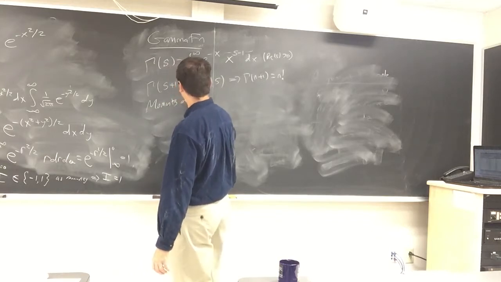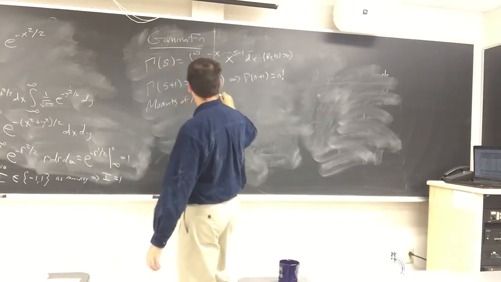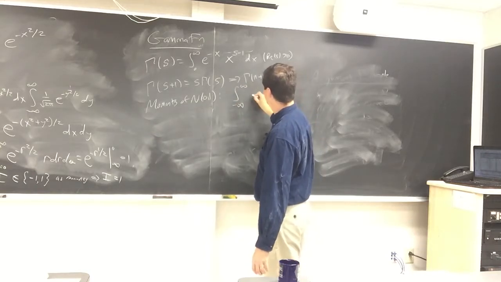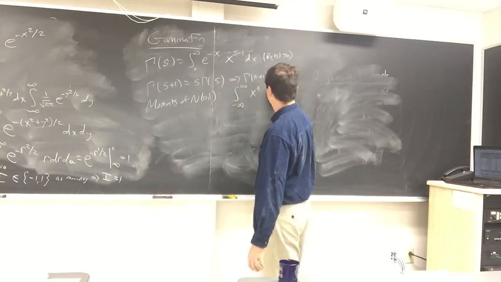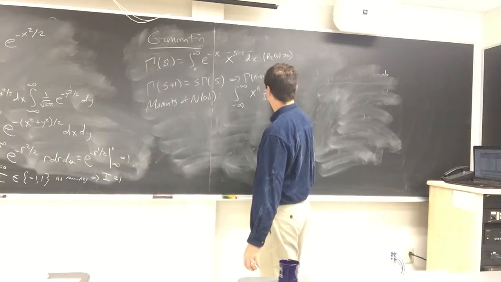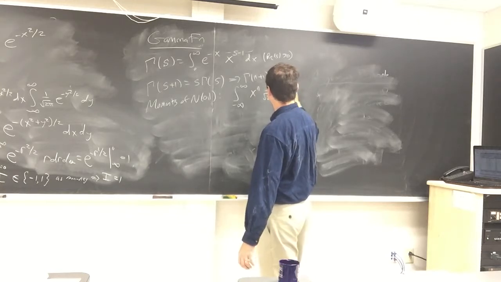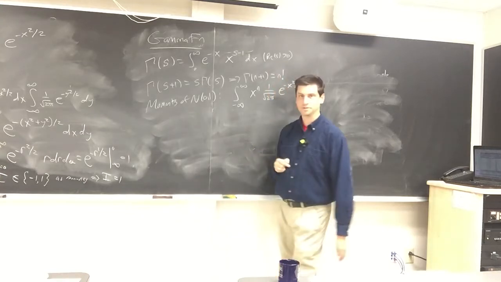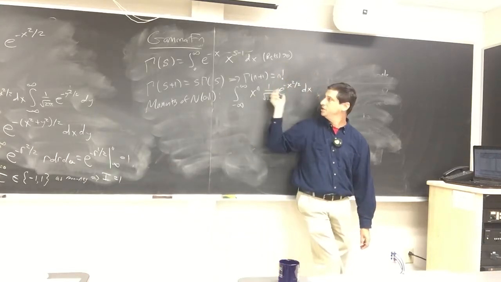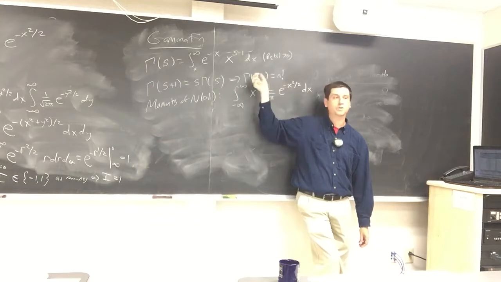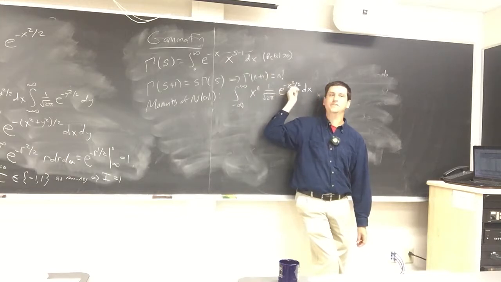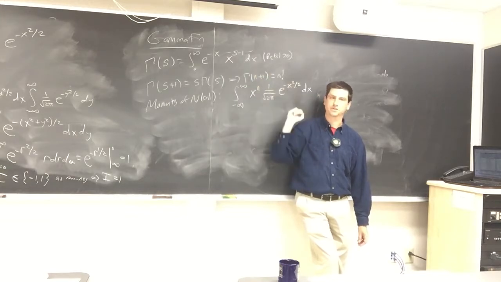So the nth moment of the normal would be the integral from minus infinity to infinity of x to the n times 1 over square root of 2 pi e to the negative x squared over 2 dx. I want to convert this to a special value of a gamma function. So I have an e to the negative x squared over 2. I want to somehow convert things.